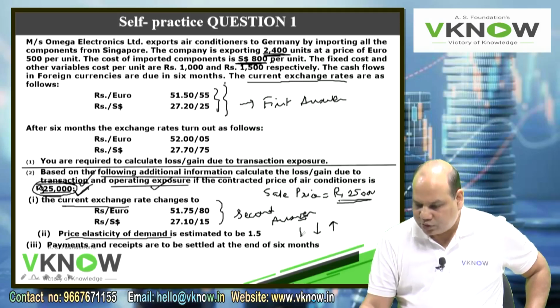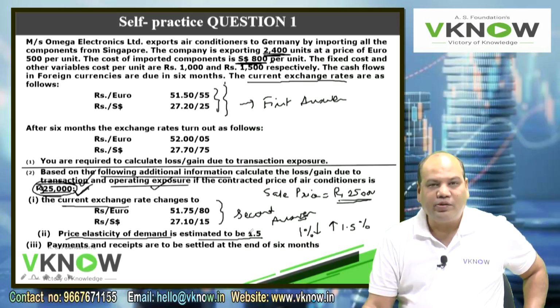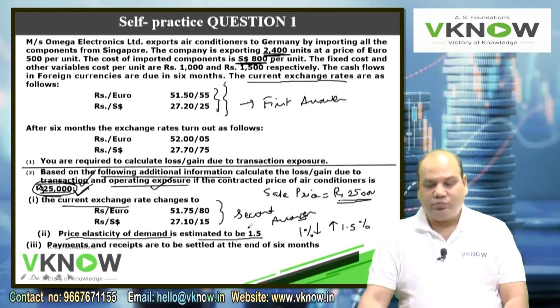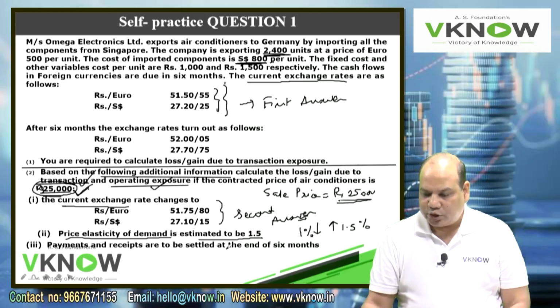If price falls by 1%, demand will go up by 1.5%. From your school level economics classes, you have learnt about price elasticity of demand. As the price goes down, the demand goes up. So what will happen for the European customer?